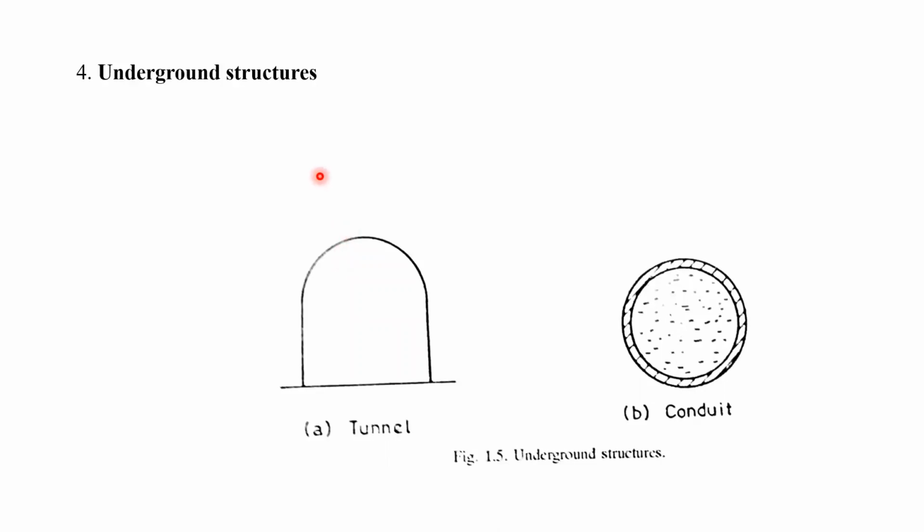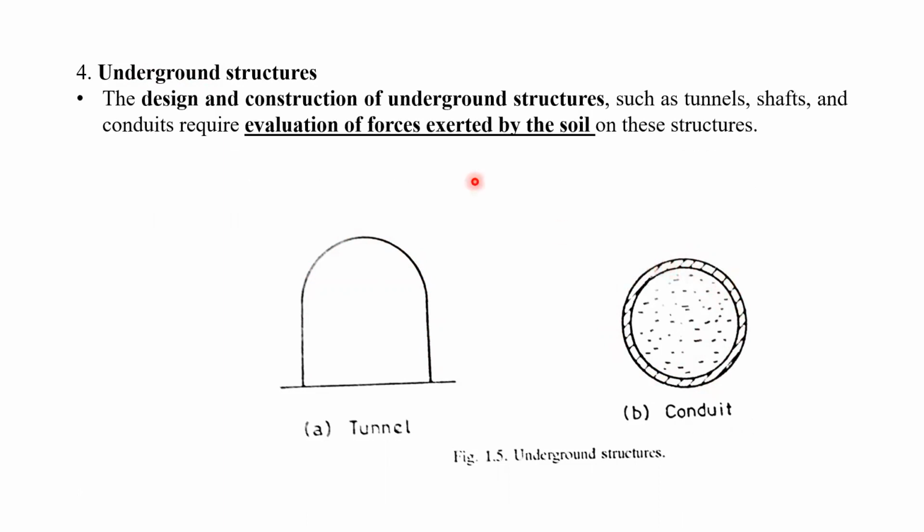We can see the next point. This is also a civil engineering structure, an underground structure. Suppose you are going to construct a tunnel, or you are going to lay down a conduit. So what is going to happen? The design and construction of underground structures, such as tunnels, shafts, and conduits, require evaluation of forces exerted by the soil on this structure.